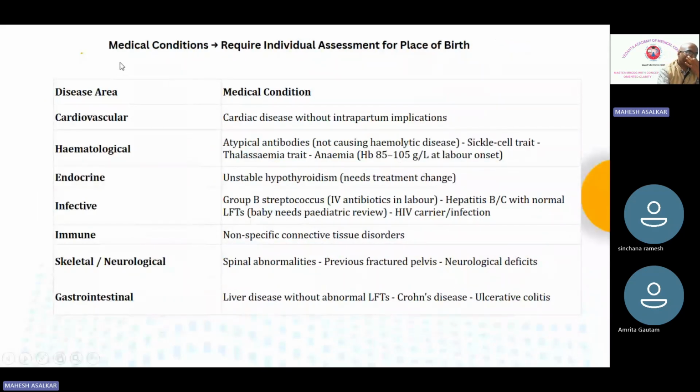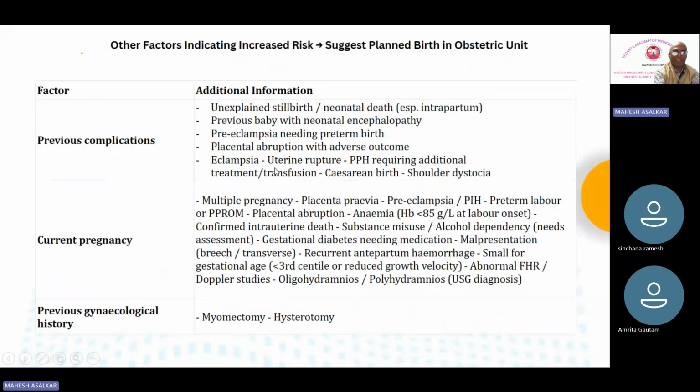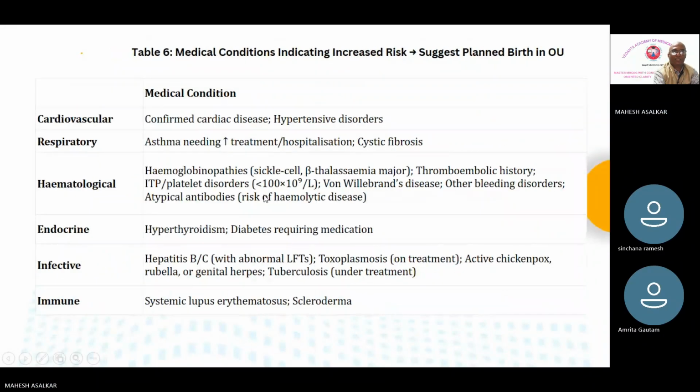Now, medical conditions which require individual assessment. Up till now we have seen medical conditions which suggest the obstetric unit, but here it requires individual assessment for the place of birth. Which are those conditions? A cardiovascular condition like cardiac disease without intrapartum complications, hematological conditions like atypical antibodies, sickle cell trait, thalassemia trait. What we have seen previously was sickle cell anemia, and see here, sickle cell and thalassemia major.